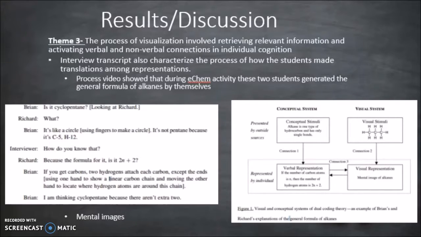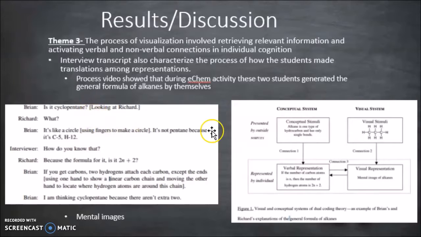Now, this is where I really want you to bring up Paivio's dual coding theory in your mind. Let's take a look at this theme. The process of visualization involved retrieving relevant information and activating verbal and nonverbal connections in individual cognition. You will notice here a transcript between two students, Brian and Richard, and how they determine what the structure of cyclopentane would be. They did not know it was cyclopentane. They were just given the formula C5H10, and they themselves formulated the explanation that alkanes need to be CnH2n+2. They were not told that by the teacher.